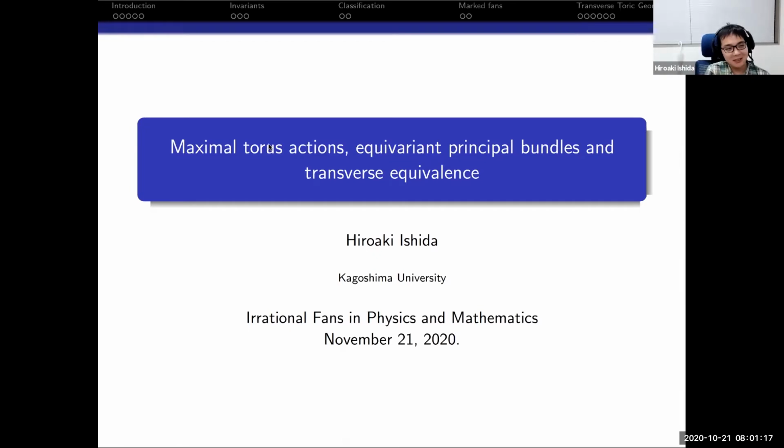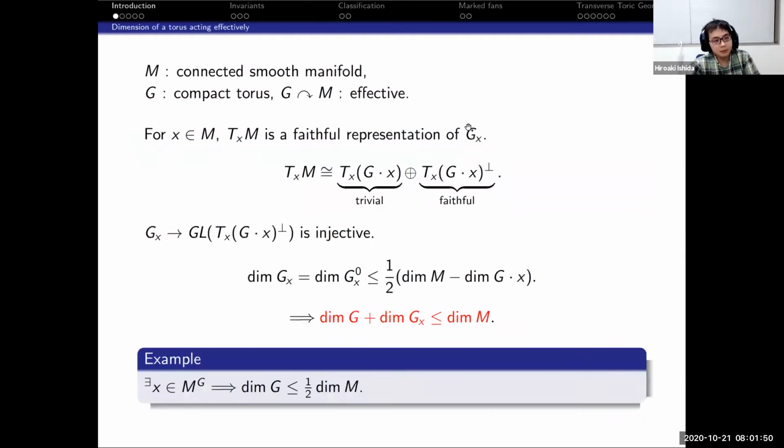I would like to introduce maximal torus actions, and explain the classification of complex manifolds with maximal torus actions. I would also like to explain the relation with irrational fans. So first, let me introduce the notion of maximal torus actions.